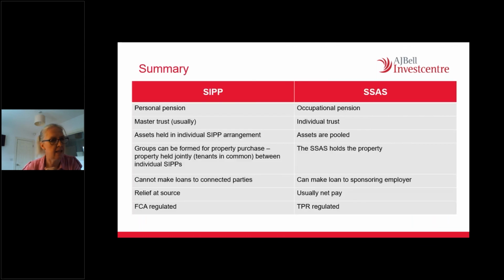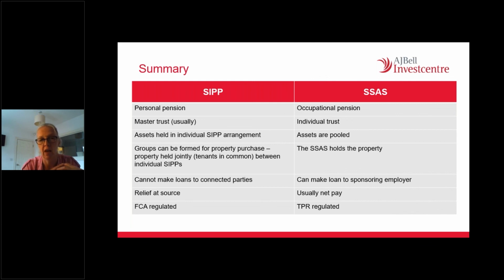Right, my last slide, or nearly last slide I should say, is just a bit of a summary, looking at the difference of SIPP versus SSAS. So the basics: a SIPP is a personal pension, whereas the SSAS is an occupational scheme, so you always need a sponsoring employer to set it up. A SIPP is normally a master trust, you can occasionally get contract ones, but they're normally one big master trust and you just join that trust when you sign up for it. Whereas the SSAS is an individual trust, a separate scheme every single time.